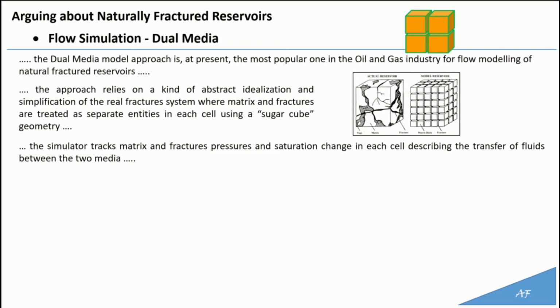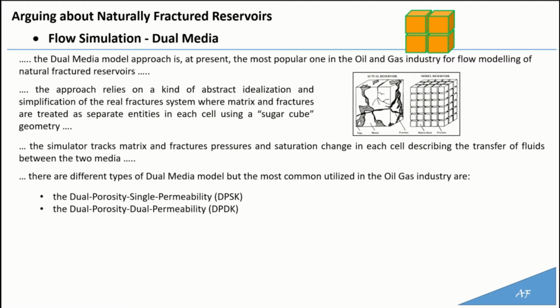The approach relies on a kind of abstract idealization and simplification of the real fracture system, where matrix and fractures are treated as separate entities in each cell, using a sugar cube geometry describing the rock matrix blocks as surrounded by the fractures inside each cell. The simulator tracks matrix and fracture pressures and saturation change in each cell, describing the transfer of fluid between the two media.